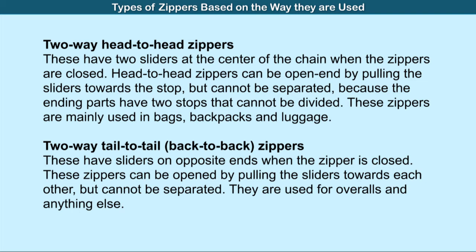Two-way tail back-to-back zipper. The sliders are on opposite ends when the zipper is closed. These zippers can be opened by pulling the sliders towards each other, but cannot be separated. They are used for overalls and anything else.